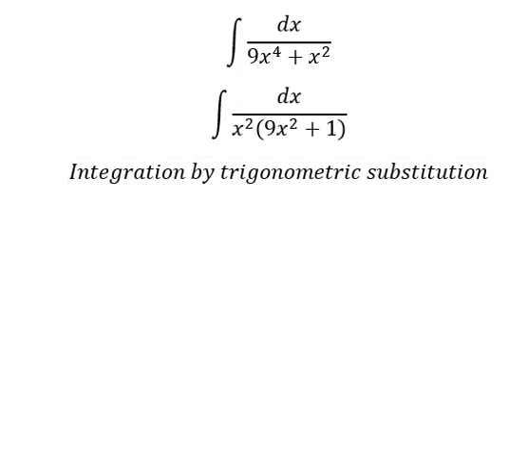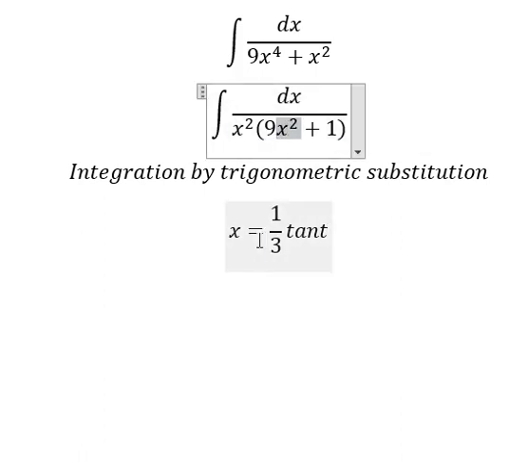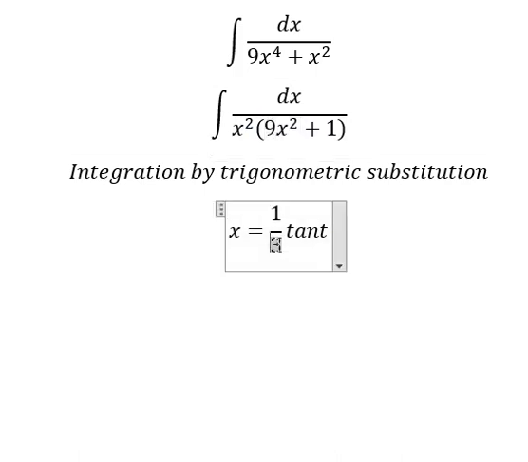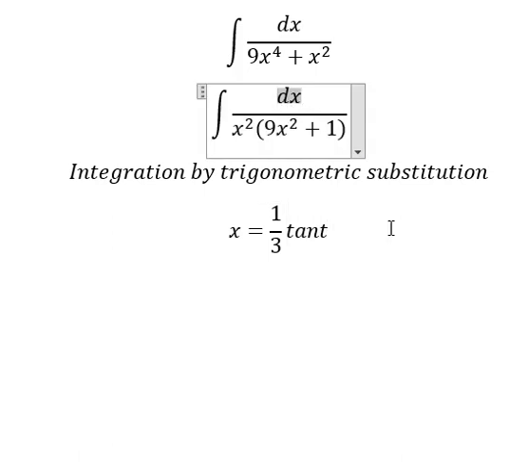So I will put x equals 1 over 3 tan t, because if I put this one here, we get 1 over 9 tan t square. Number 9, we can simplify tan t square plus 1, we change to secant of t square, and later that we simplify by dx.